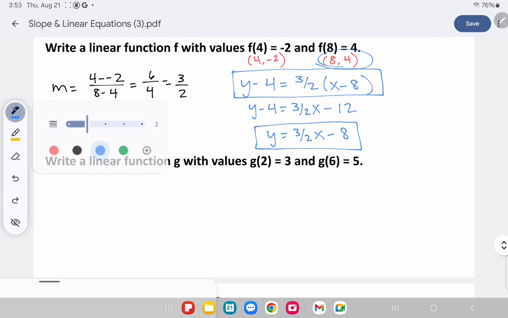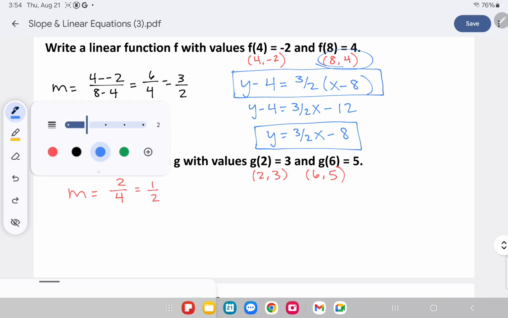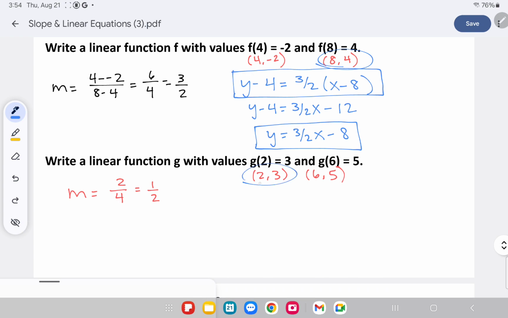The next one, we've got 2 points, 2, 3, and 6, 5. If I find the slope, my change in y is 2, my change in x is 4, so that's 1/2. When I use point-slope form, I'll use the point 2, 3. Y minus 3 equals 1/2 times x minus 2. So y minus 3 equals 1/2 x minus 1, or y equals 1/2 x plus 2.